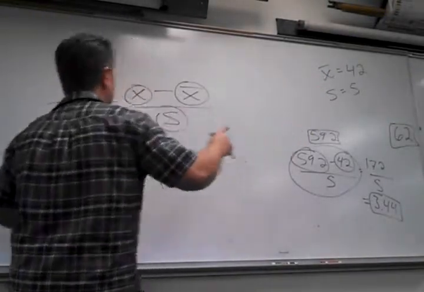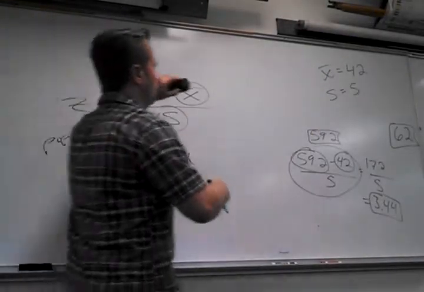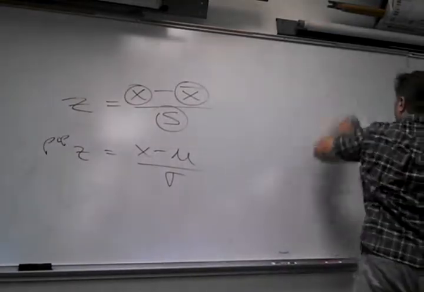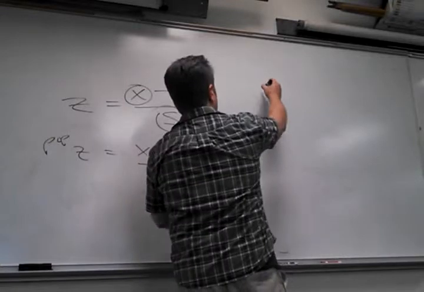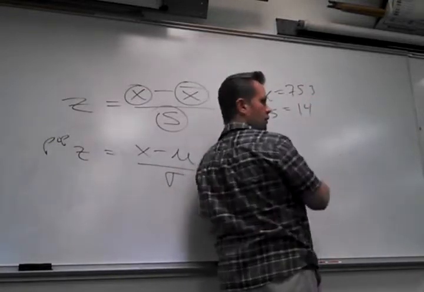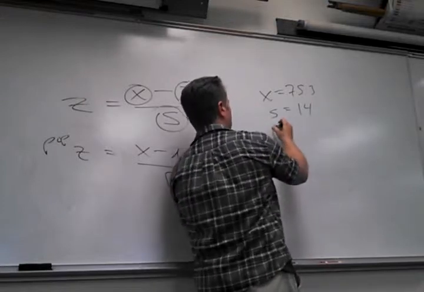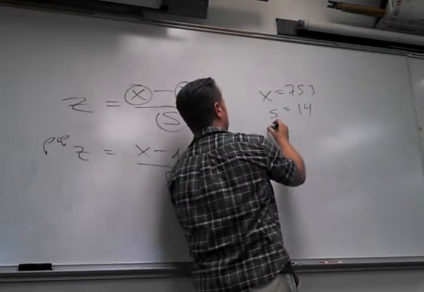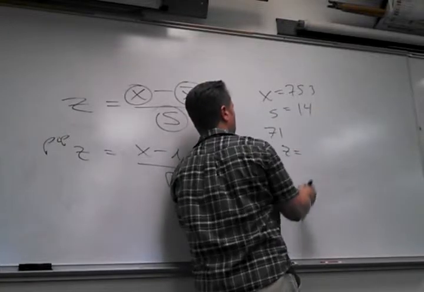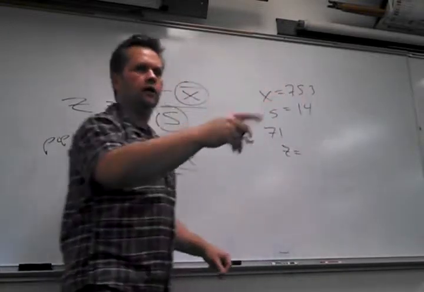So let me ask you this question. Let's do this real quick. If there was a test, in our test the average was a 75.3, I think, and the standard deviation was like 14. And let's say you made a 71. What would your z-score be? Go ahead and figure that out.